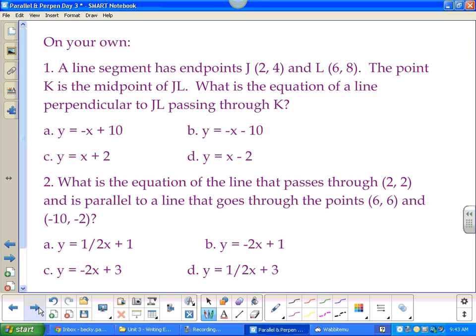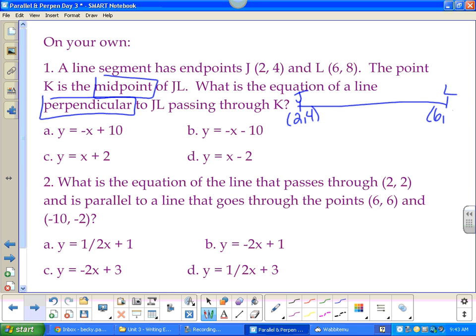Okay, so let's try these just for practice. Line segment has endpoints J and L. The point K is the midpoint. What is the equation of a line perpendicular? So I have two important words here, midpoint and perpendicular. I strongly suggest you start by drawing a line. There's J and there's L. 2, 4, 6, 8. Midpoint was K. Go ahead and find the midpoint if you want to. Add in half. That'd be 8, so that'd be 4. And that'd be 12, so that'd be a 6. Okay, so I've dealt with the midpoint.